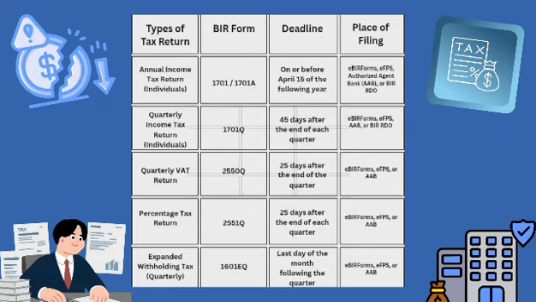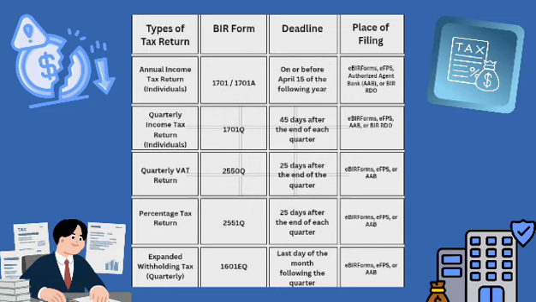Types of tax returns, their deadline and place of filing in a table. Number 1. Annual Income Tax Return, Individuals. BIR Form 1701/1701A. Deadline: on or before April 15th of the following year. Place of filing: eBIR Forms, eFPS, Authorized Agent Bank, AAB, or BIR RDO.